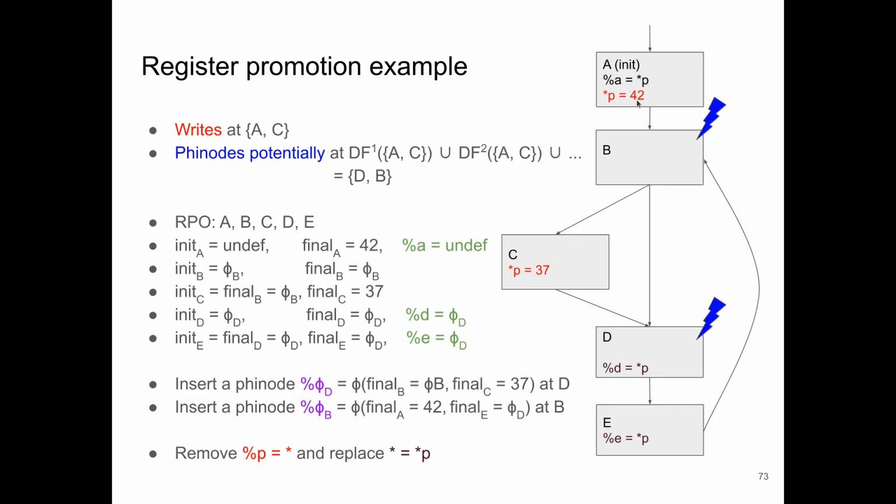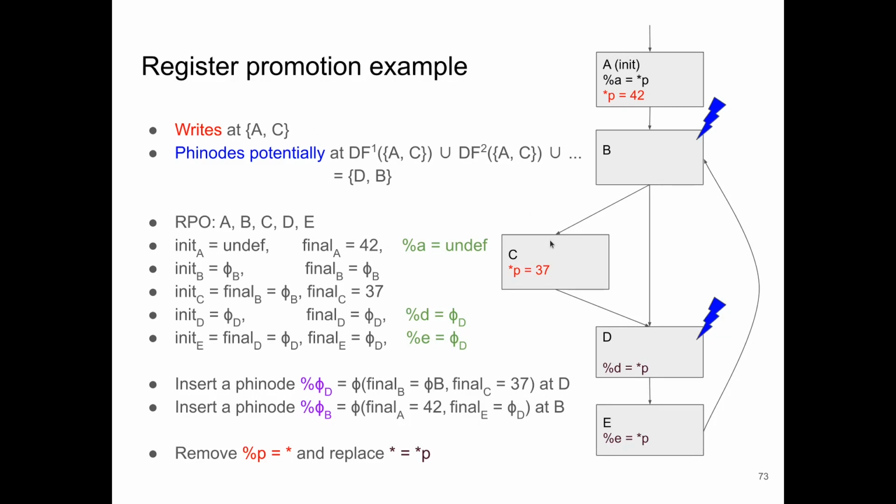A's dominance frontier is the empty set because everything is dominated by A, and there is no frontier of domination. On the other hand, D's dominance frontier is B because D dominates E and E has an edge to B, but B is not dominated by D. So yeah, that is basically it. Oh, I was confused.